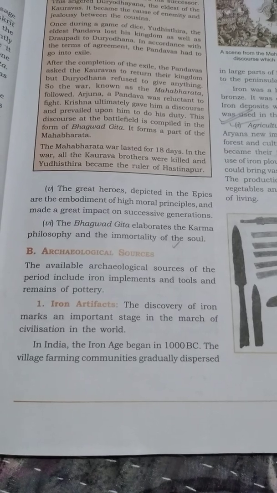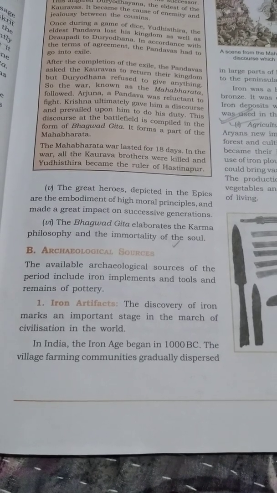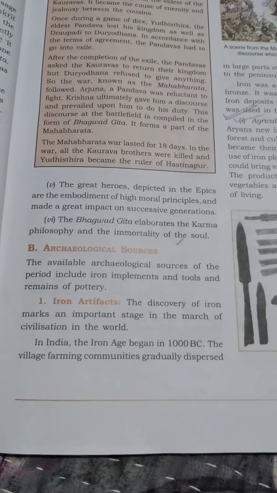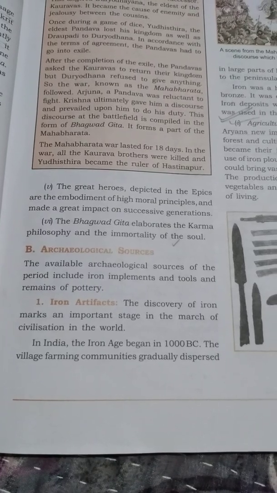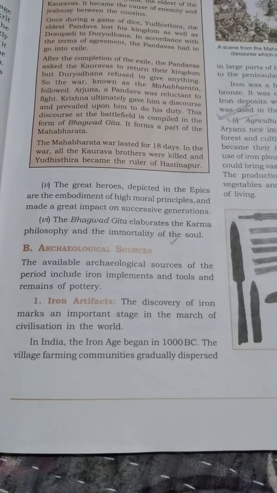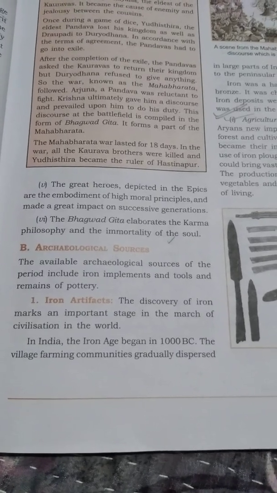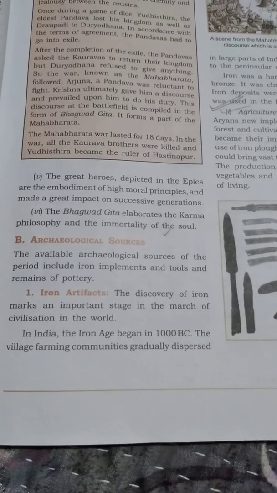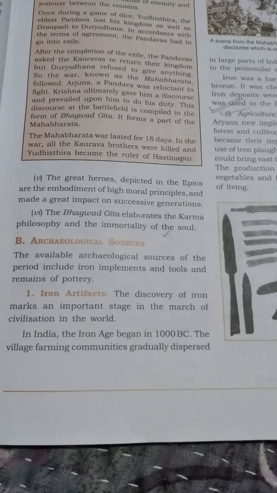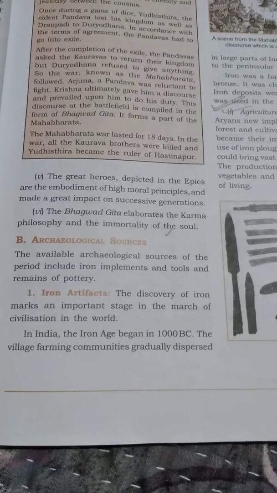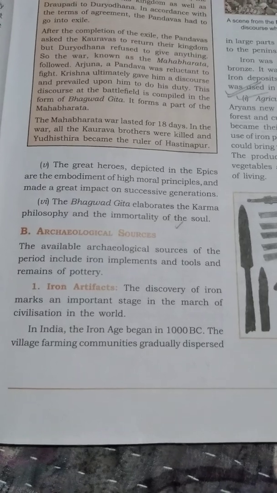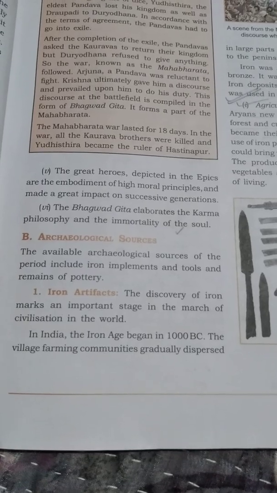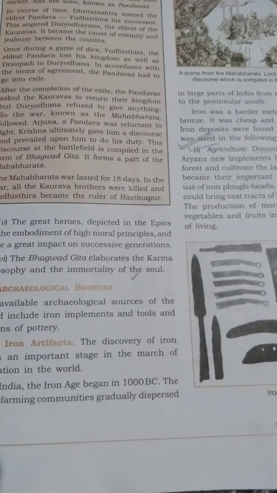So when we talk about our country, about India, the Iron Age began in 1000 BC. The village farming communities gradually spread, and then after the discovery of iron in India in 1000 BC, we could see the settlement of village. We could see the people settled in a particular places, and then the communities spread in different parts of the country.